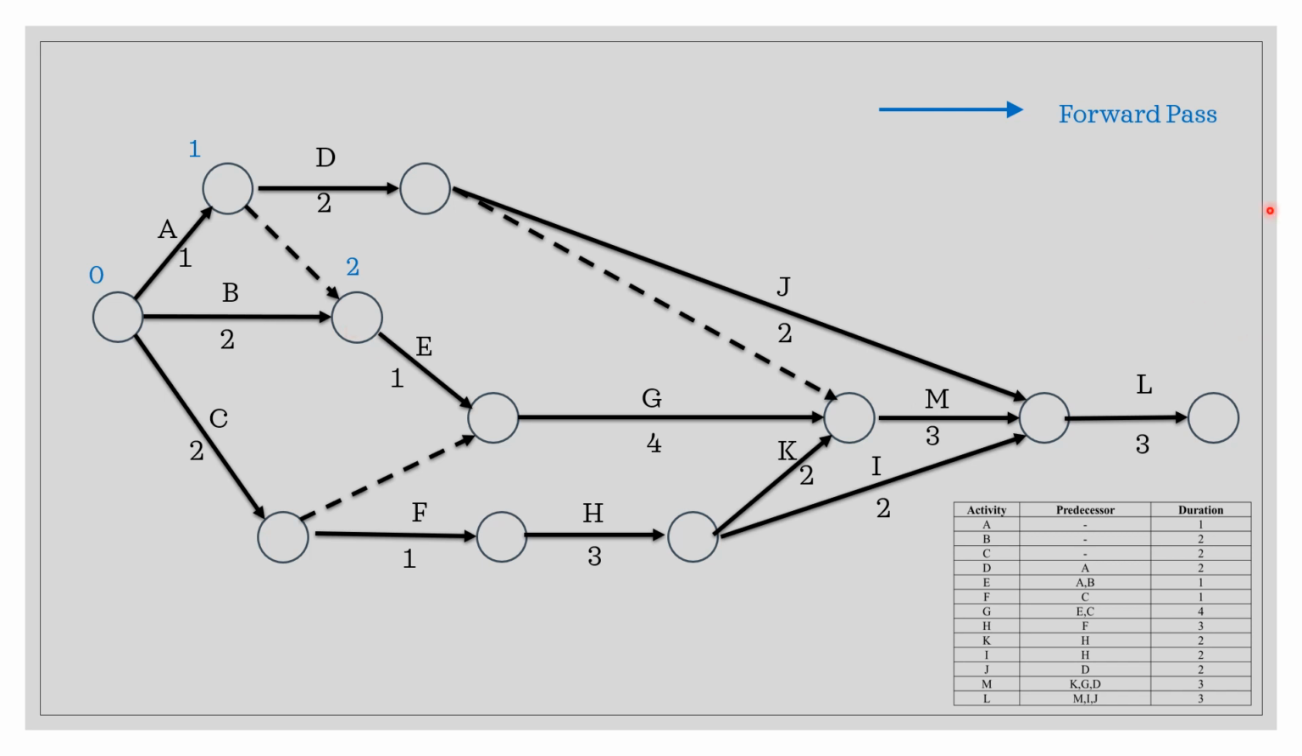Let's move on to activity C. 0 plus 2 is 2, and since this is a dummy that carries 0 duration, 2 plus 0 is 2. But you also need to look from this other direction, where 2 plus 1 is 3. In a forward pass, you need to select the bigger value, which is 3 instead of 2. So 2 plus 1 is 3, and 3 plus 3 is 6.